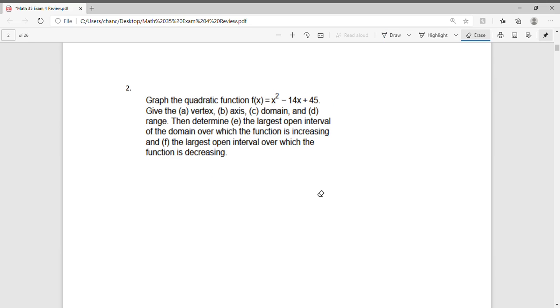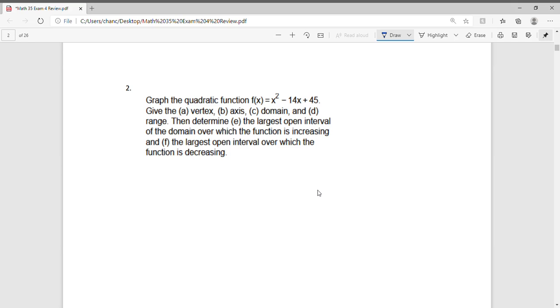Question 2. Let's graph the quadratic function f of x equals x squared minus 14x plus 45. I want to also give the vertex, the axis of symmetry, state the domain, and give the range. We also want to determine the largest open interval of the domain over which the function is increasing, and the largest open interval over which the function is decreasing. So there's many parts to this question.